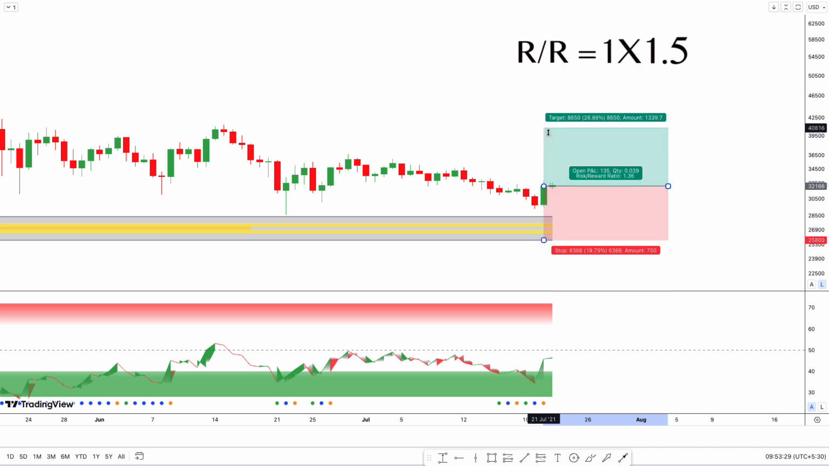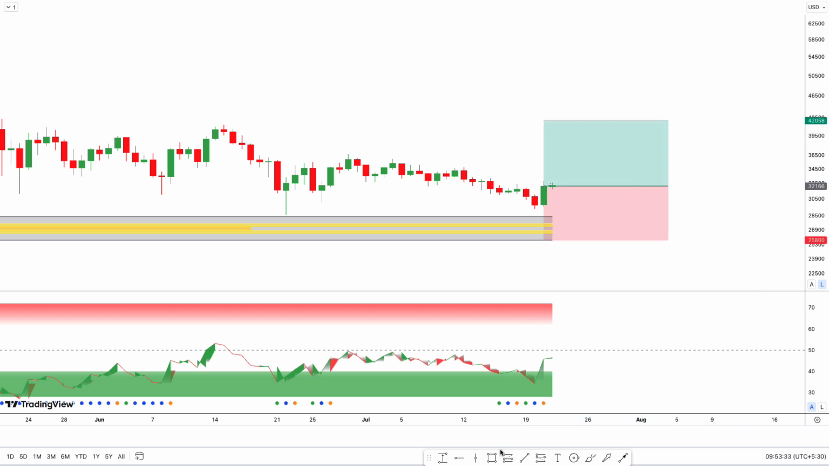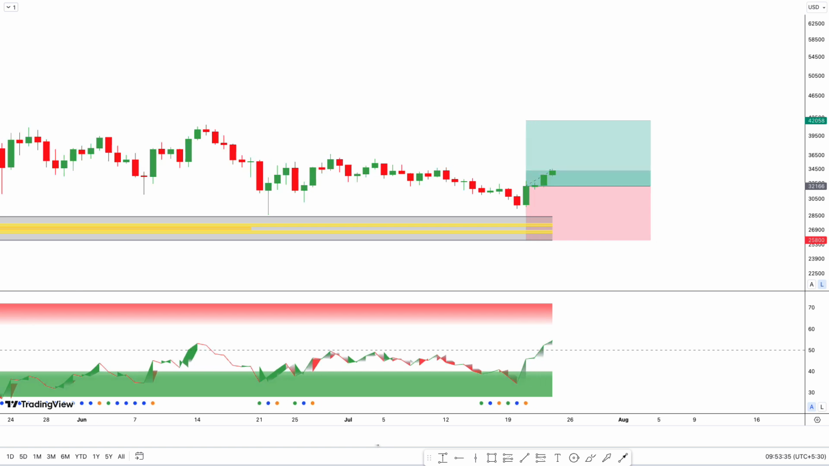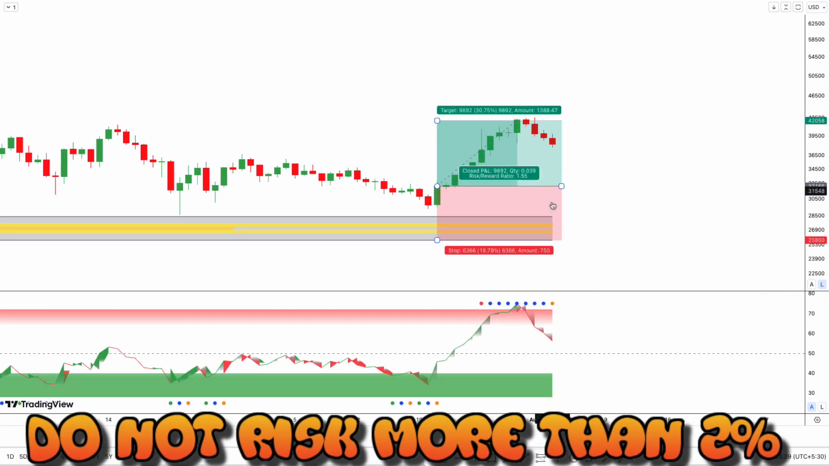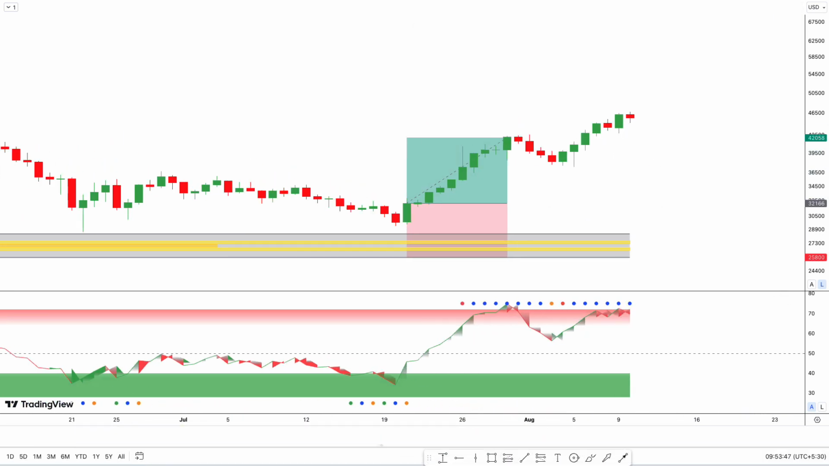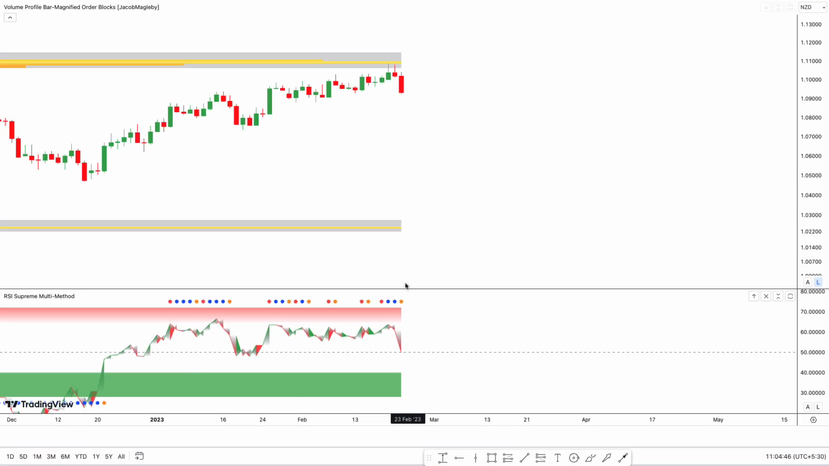Target 1 is a 1.5 risk to reward ratio. Apply a trailing stop loss as soon as the price has moved in your favor. Remember, do not risk more than 2% of your account per position. Do the opposite for a short setup.